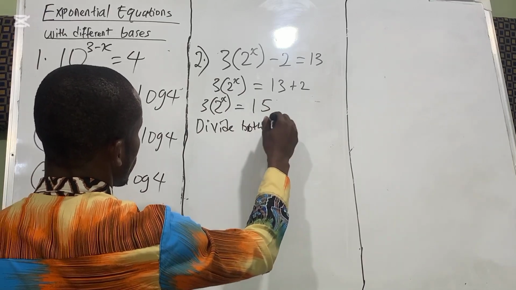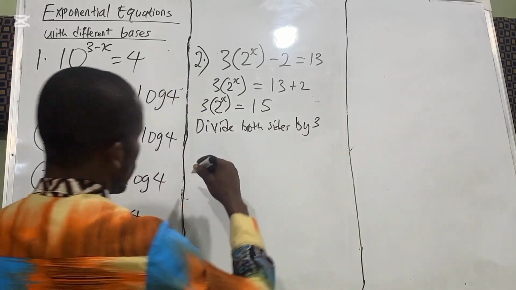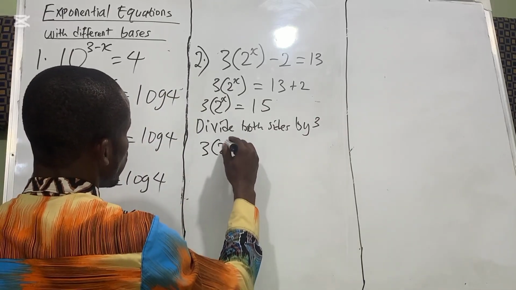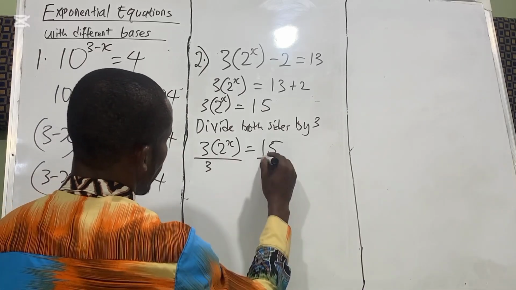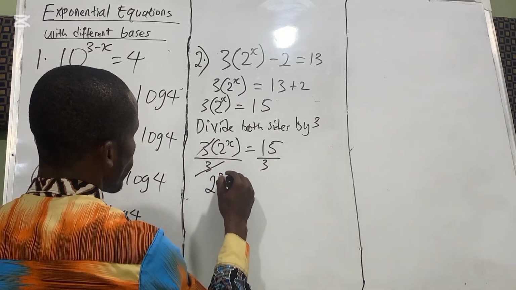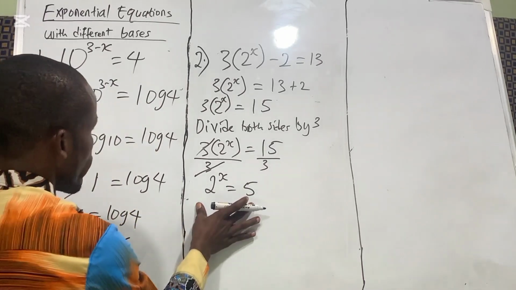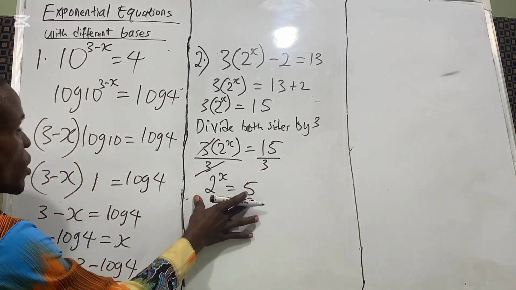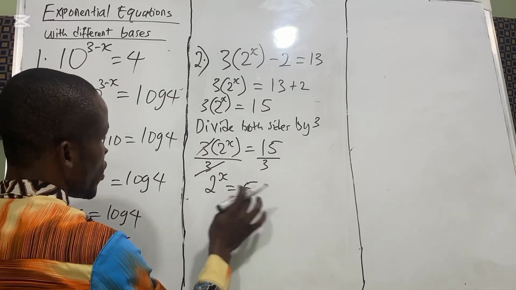So we divide both sides by 3. That becomes 3 times 2 to the power of x equals 15. Divide by 3. The 3 cancels out, and we have 2 to the power of x equals 5. At this point, we cannot solve it because this is not of the same base, so we cannot apply the indices rule.